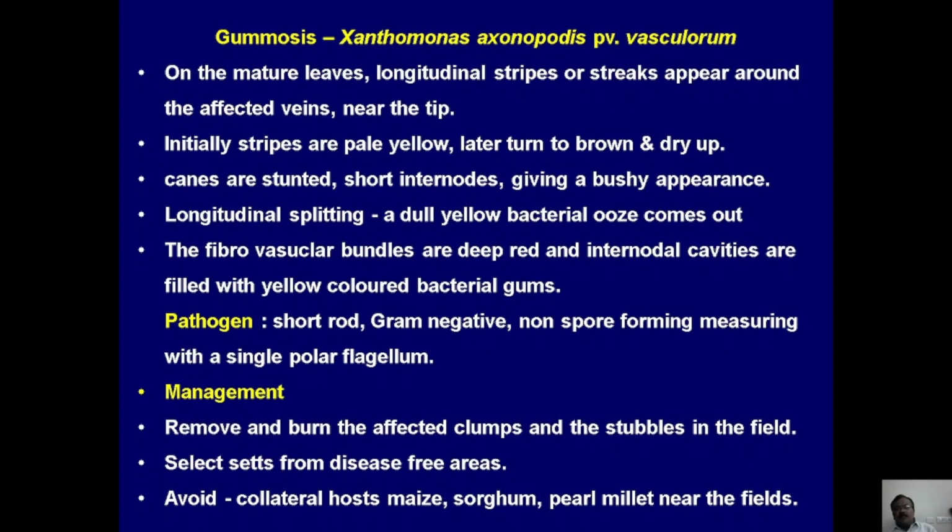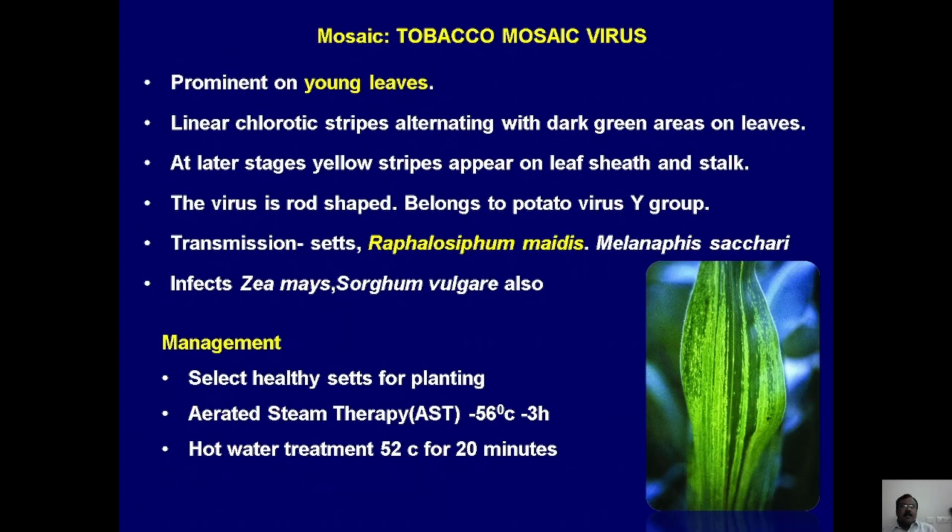The pathogen, Xanthomonas axonopodis, is a short rod-shaped, gram-negative, non-spore-forming bacterium with a single polar flagellum. The first and foremost thing, the affected plants or plant parts should be completely removed and destroyed, and the field should be free from previously infected stubbles. Then select disease-free sets from a disease-free area, and avoid collateral hosts like maize, sorghum, or pearl millet near the sugarcane field.